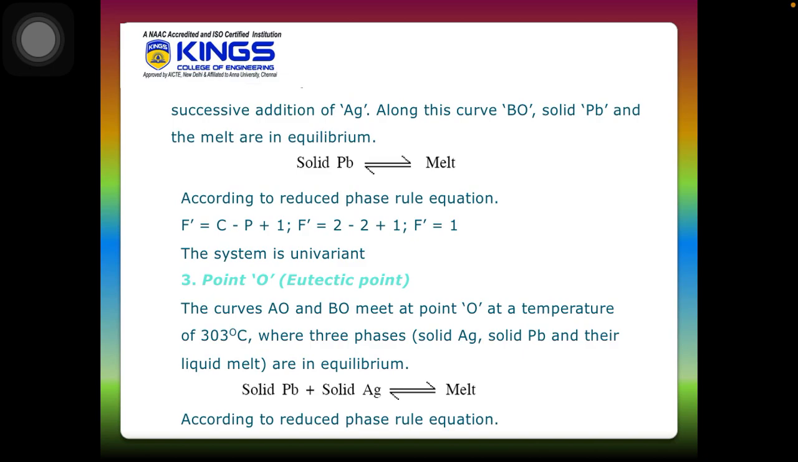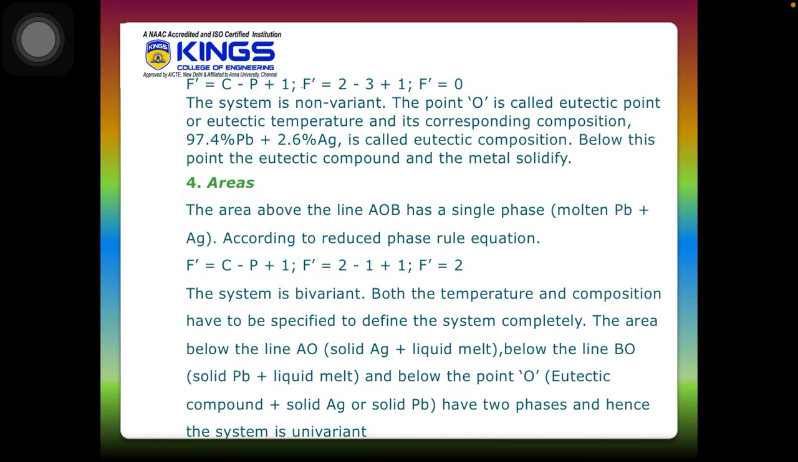Then we will see the point O, the eutectic point. The curves AO and BO meet at point O at a temperature of 303 degrees centigrade, where 3 phases, namely solid silver, solid lead and their liquid melt, are in equilibrium. According to the reduced phase rule, the degrees of freedom is equal to 0. The system is non-variant. The point O is called the eutectic point or eutectic temperature, and its corresponding composition, 97.4% of lead plus 2.6% of silver, is called the eutectic composition. Below this point, the eutectic compound and the metal solidify.